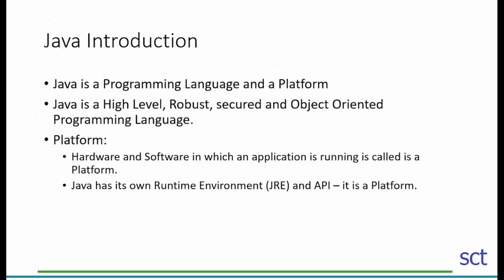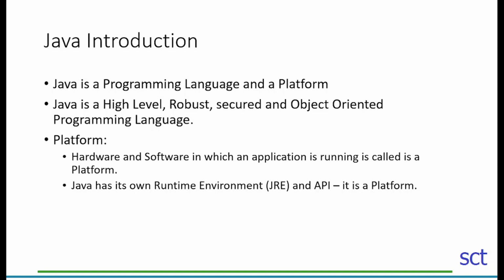Java Introduction. Java is a programming language and it is also a platform. Java language is a high level, robust, secure and object oriented programming language. And we know C++ is also an object oriented programming language. So what is the difference between C++ and Java?